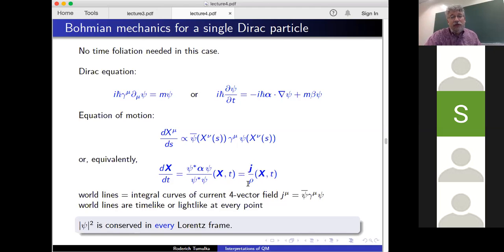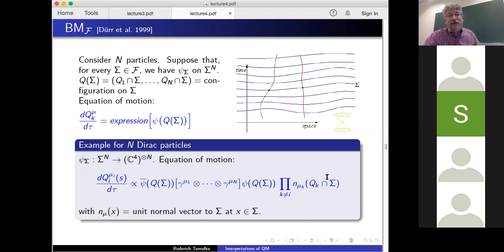You see how this fits with the general structure of Bohmian theories. And then you get out that psi squared is actually conserved in every Lorentz frame. And you get out that these world lines don't depend on the choice of the time foliation. You don't have to even mention a time foliation to do it for one particle. That's different if you do it for n particles.